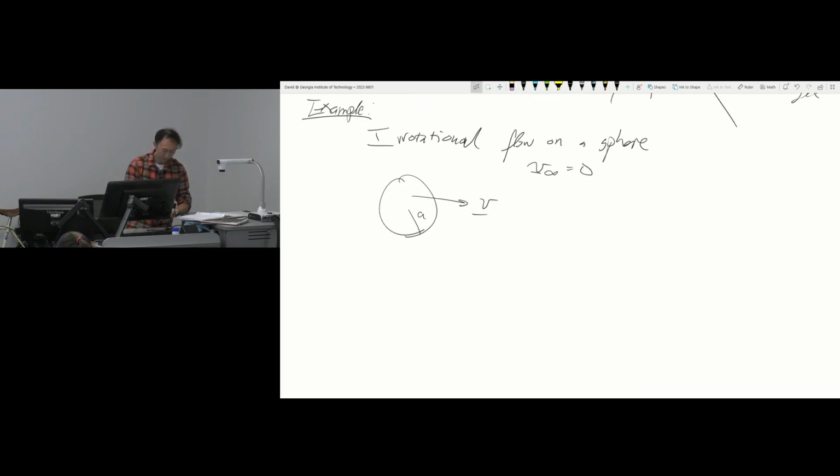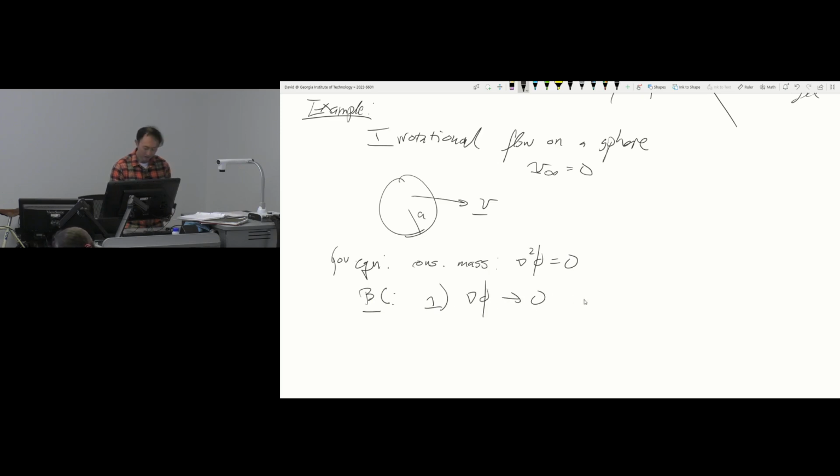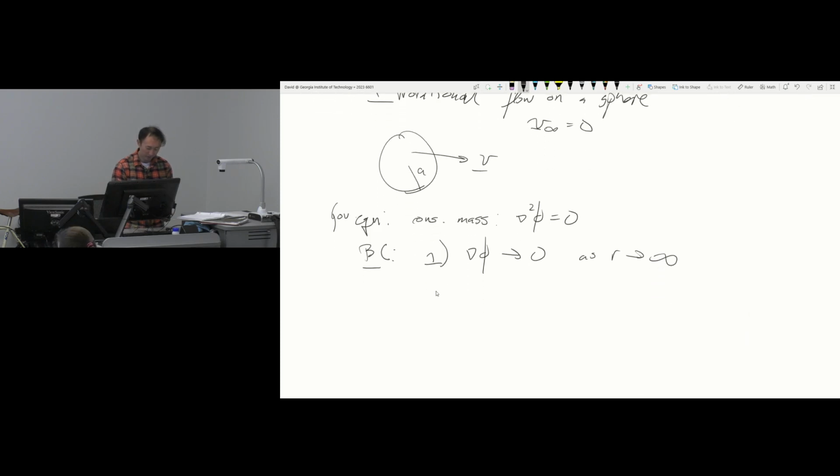All right. So the governing equation for irrotational flow is just conservation of mass, which we showed was this. And the boundary conditions: one is that the velocity goes to 0 as we go really, really far away from the sphere.